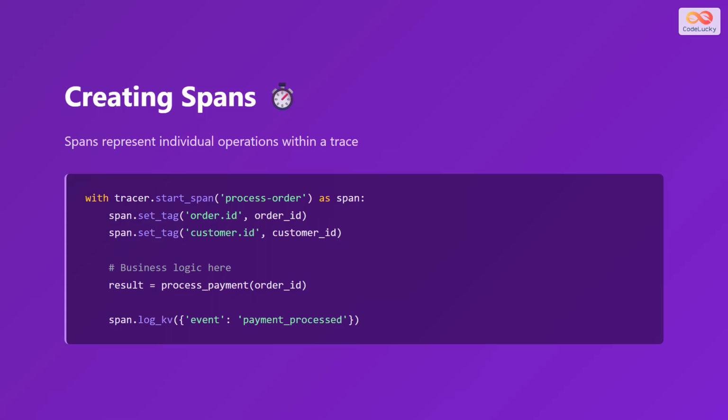You can also add log events to record specific moments during the span's execution, like when a payment is successfully processed. When the context manager exits, the span is automatically finished and sent to Jaeger.